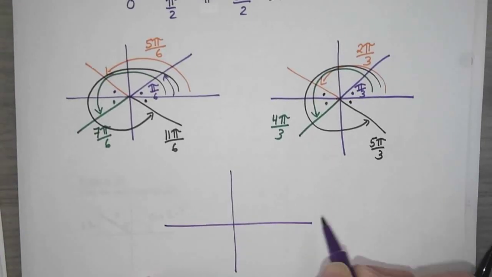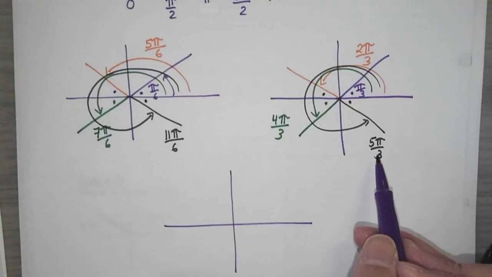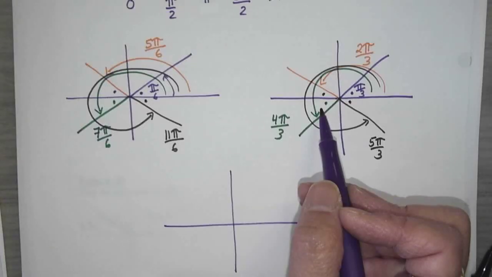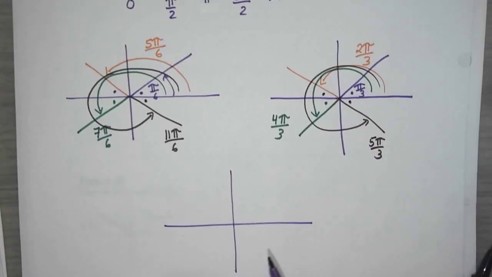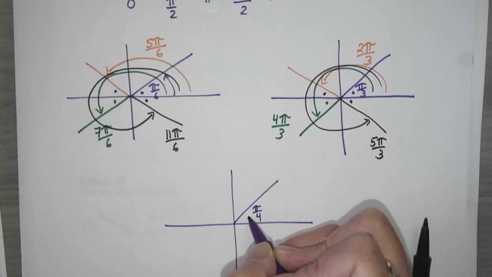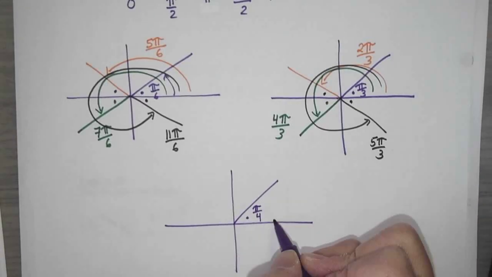And again, same idea. So we're trying to be able to picture the acute angle. If we know it's 5 pi over 3, then the acute angle is pi over 3. If we know it's 4 pi over 3, the acute angle is still pi over 3. If we know it's 2 pi over 3, the acute angle is the same. So if my last one would be here, pi over 4. So that's pi over 4 for here.